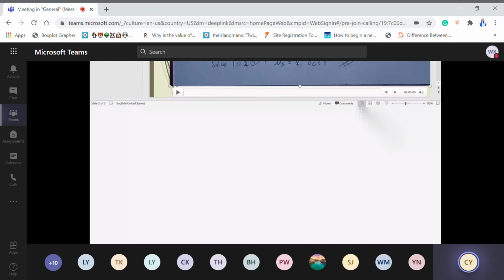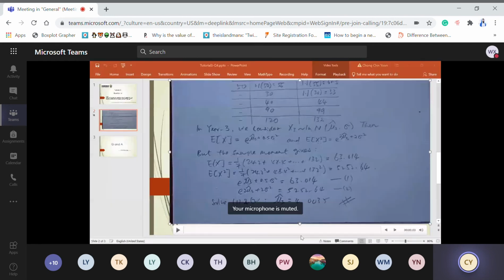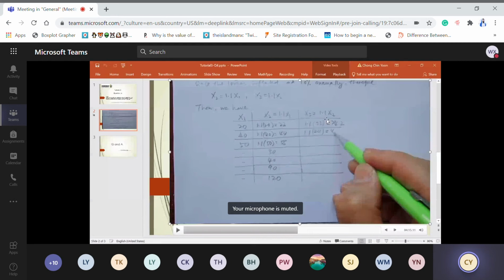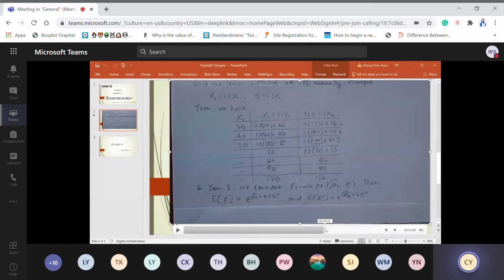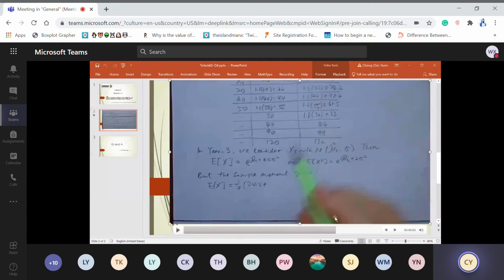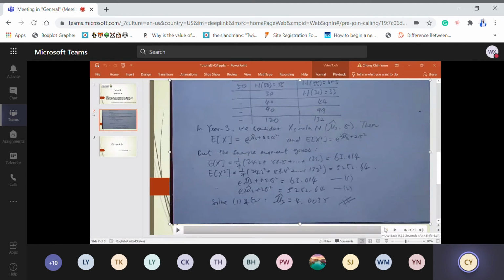Okay, so this question number 4 is similar to number 5. You must calculate all the data in year 3, because the question asks to find the parameters in year 3, right? So you have to calculate all. Then after that, you go to the moment to calculate. Since you have the data, you can calculate the first raw moment and also the second raw moment. Substitute these two inside here, then you can solve the simultaneous equation. So you will get the answer.